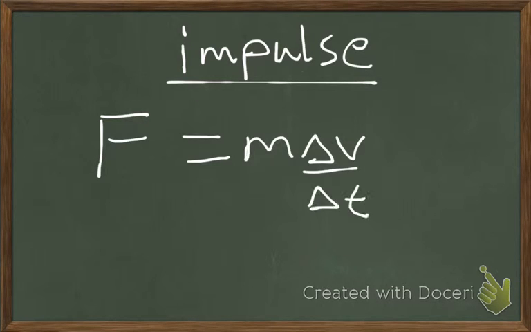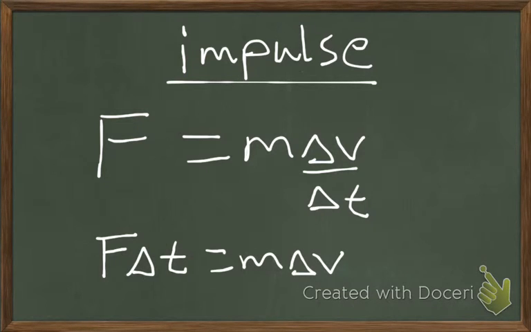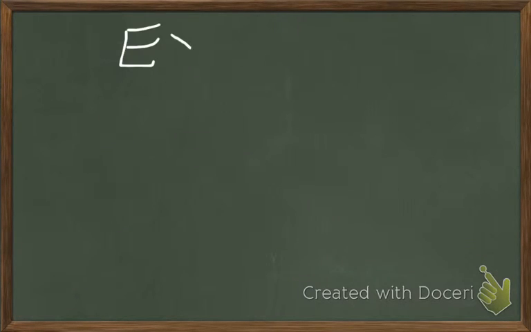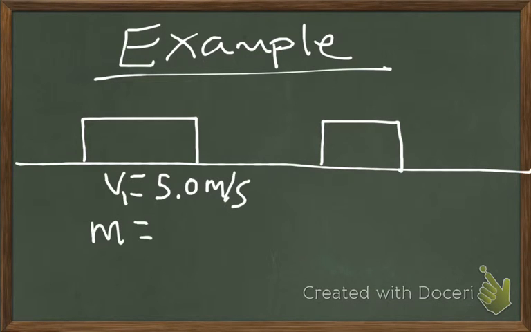We saw this equation before, but I'm going to rewrite it like this. This thing right here, F delta T, actually has a name, and it's called the impulse. The impulse is equal to m delta v, which is the change in momentum. So the impulse is equal to the change in momentum. We're going to do a couple of examples with those equations and those kinds of collisions, and you can see how this works.